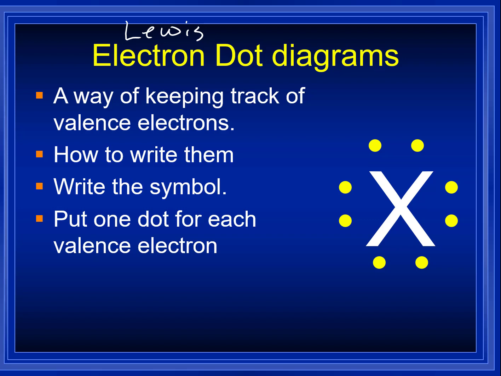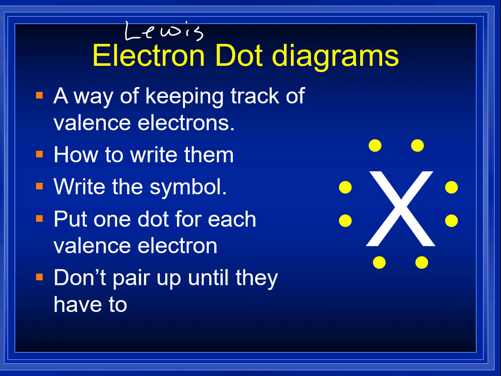Now you will notice that I have put a total of 8 dots there. Why 8? S's 2, P's 6, noble gas configuration, right? Noble gases are going to have 8. The question is, if it doesn't have 8, where do you draw the dots? What order do I draw these dots? Well, here's the whole answer. They don't pair up until they have to.